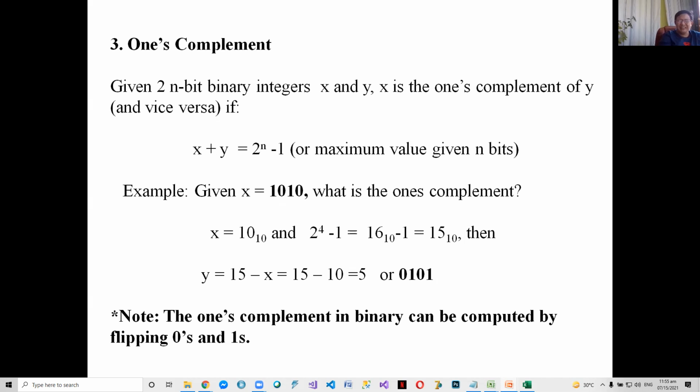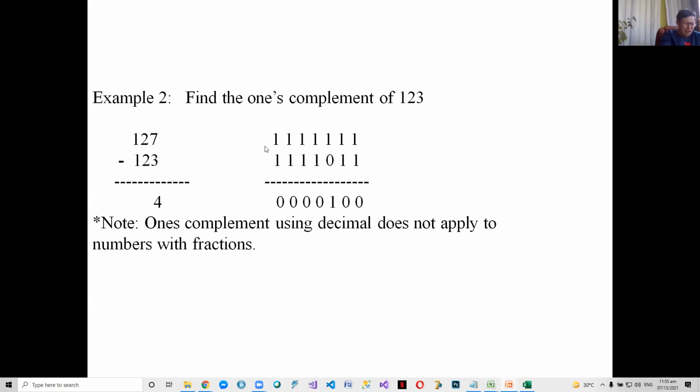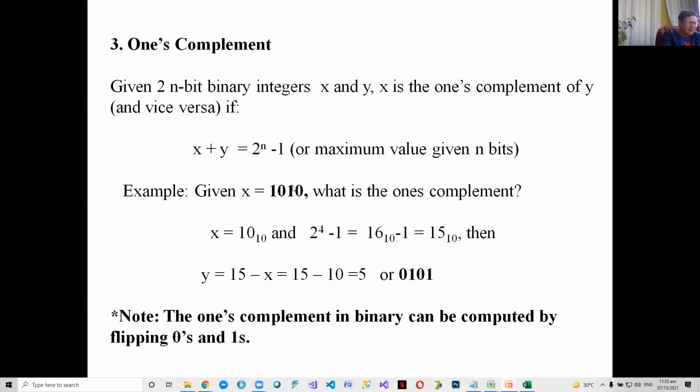Do you get my point? That's the easy way. The long way is 2 to the n minus 1, mahabang process ito. The easy way is just to convert it to binary and invert from 1 to 0 and 0 to 1. Okay? So the complement of a number in binary can be computed by flipping zeros and ones. You can test that. 20 and 11, convert them to binary. Diba flipping lang?